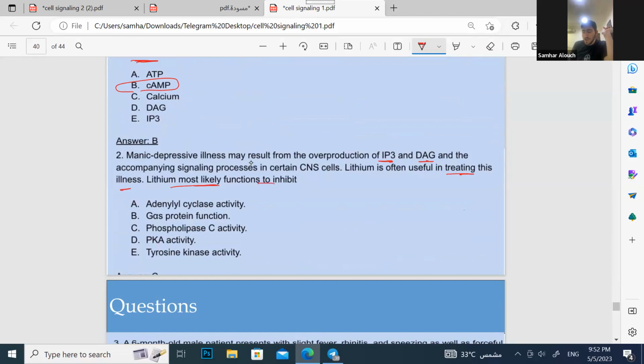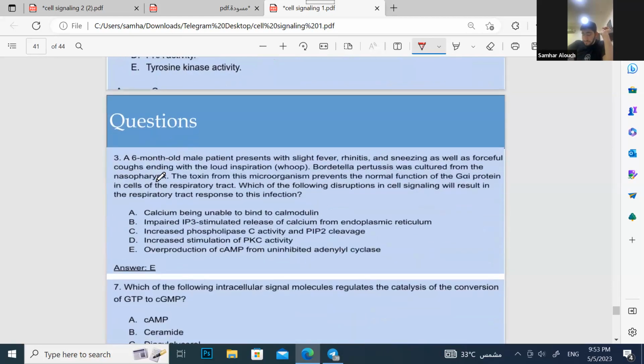Lithium is most likely function to inhibit what? We don't know lithium, we didn't take lithium, but look to the keywords. It's talking about IP3 and DAG. So lithium is actually affecting the IP3 and DAG pathway. Which pathway is that? Is it adenylyl cyclase, G-alpha-S, phospholipase C, PKA, or tyrosine kinase? Of course, IP3 and DAG are phospholipase C activity because it's the pathway. So the answer is C.